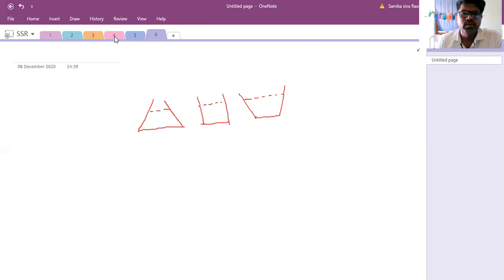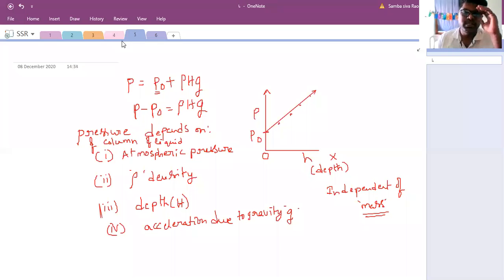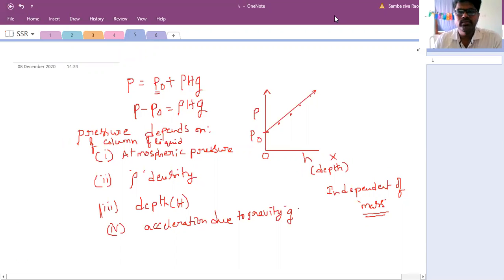We discussed the pressure of a fluid or liquid and the variation of the pressure with the depth. What are the factors that it depends on? So I'll stop here.